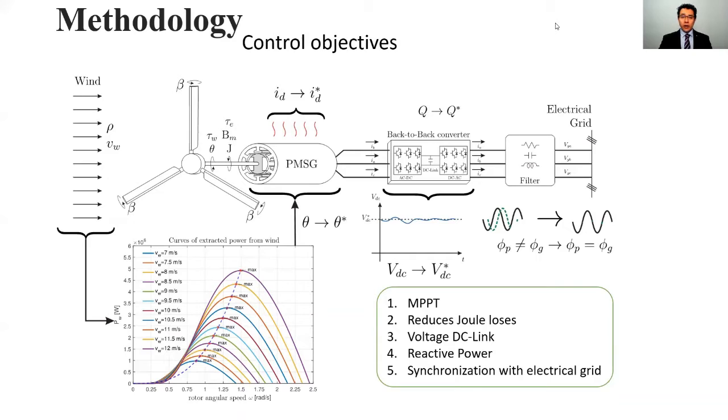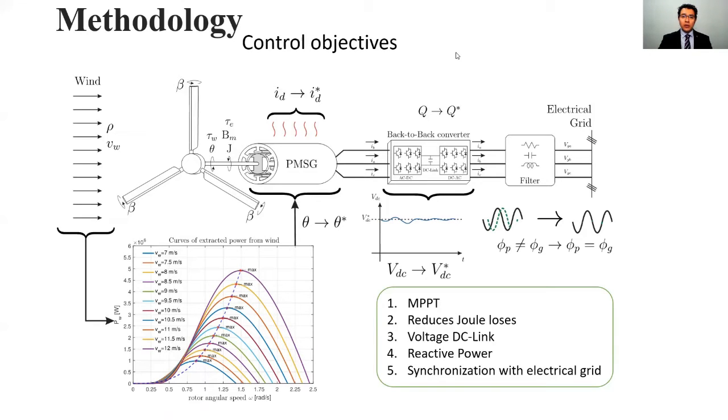For the whole wind turbine, we have 5 control objectives. The first control objective is to track the maximum power extraction curve. Notice that if we vary the rotor angular speed at a certain wind speed, we get a maximum power point. Then, if we do this at different wind speeds, we get the maximum power extraction curve.